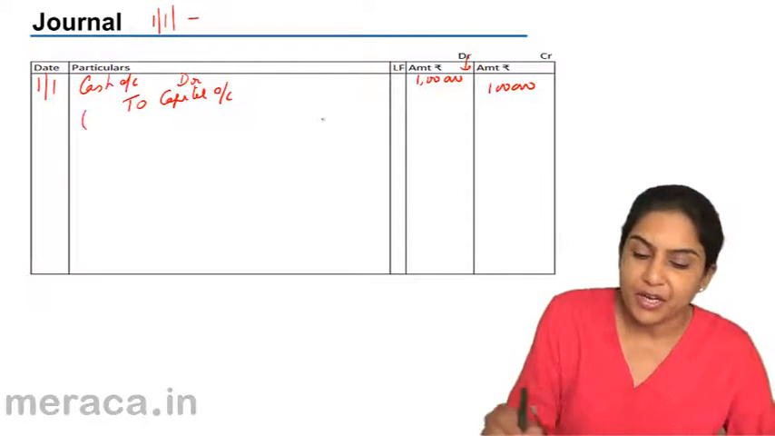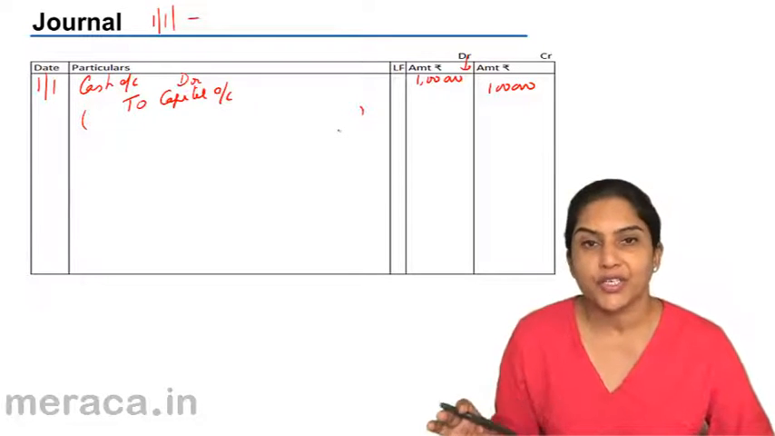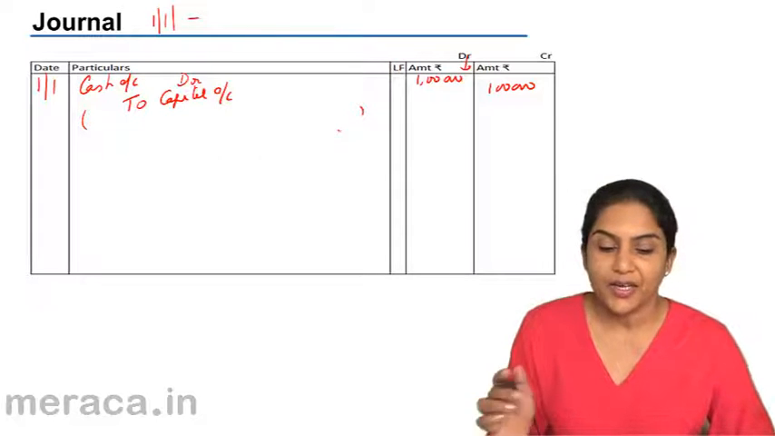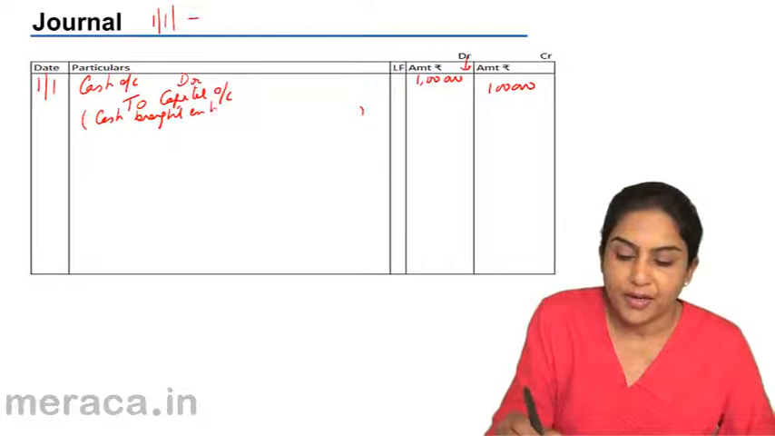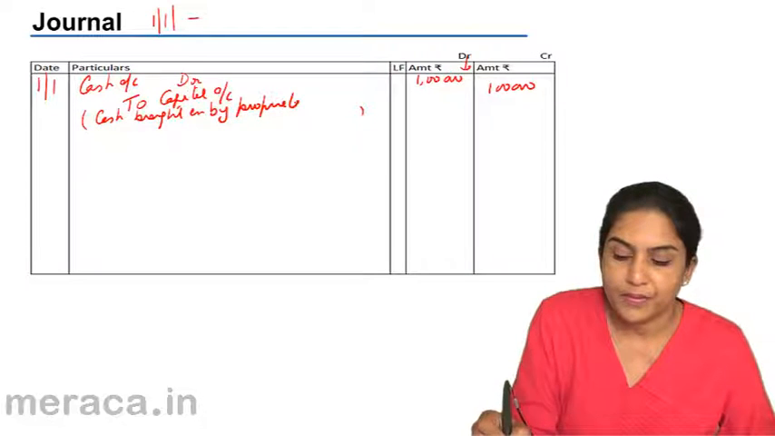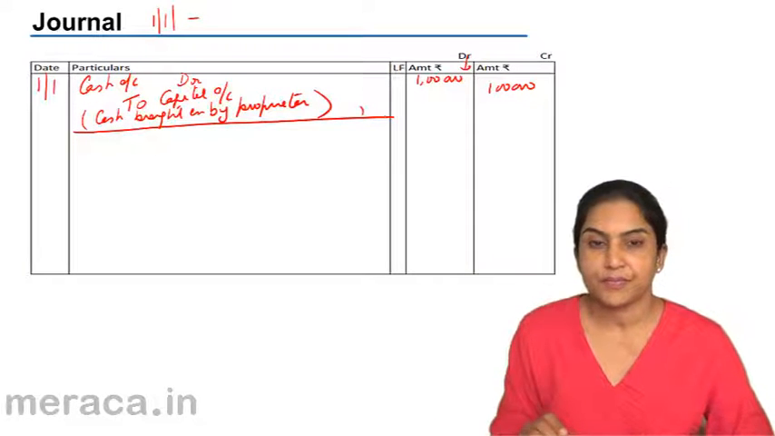Now we write a brief note depending on the details given. Here we do not have much details. We may just write that cash brought in by proprietor, by owner. Whatever, and just complete. This is one transaction.